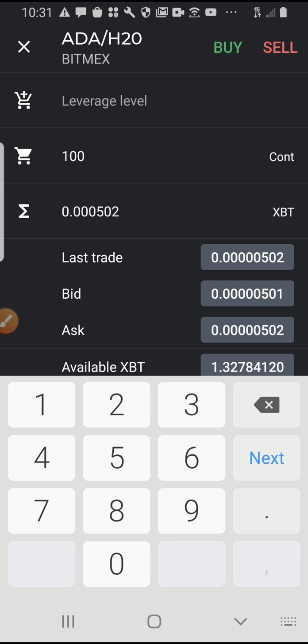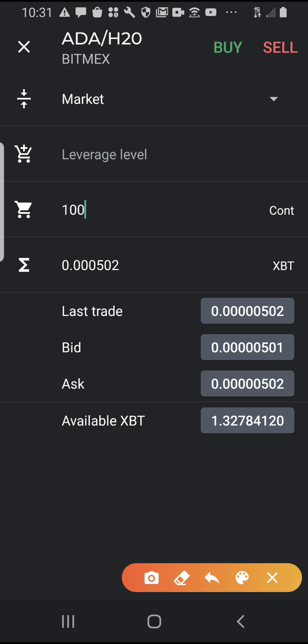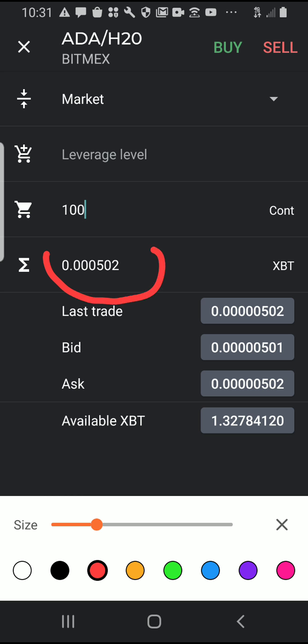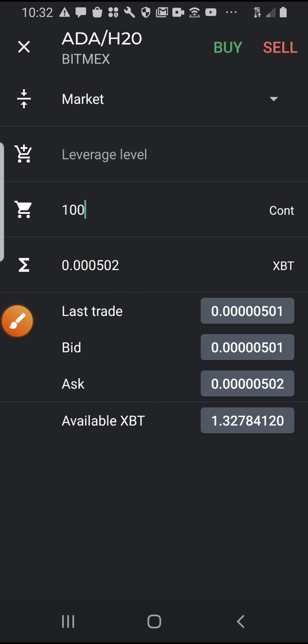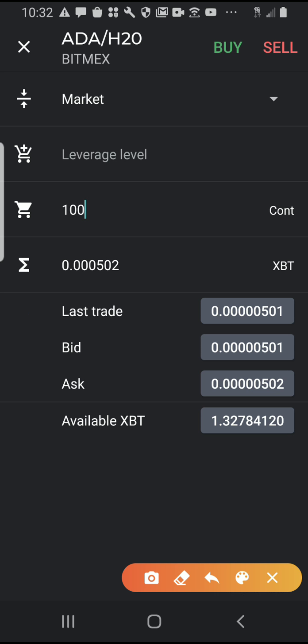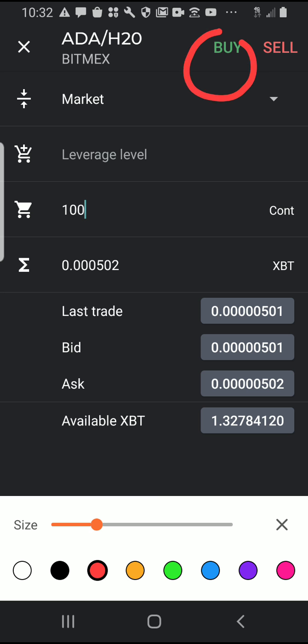So this is the BTC that will be deducted from our balance. I'm not going to click on buy right now because I'm not interested in buying for now, so I'm going to cancel this. After you're done, you click on this buy, and you automatically buy ADA.